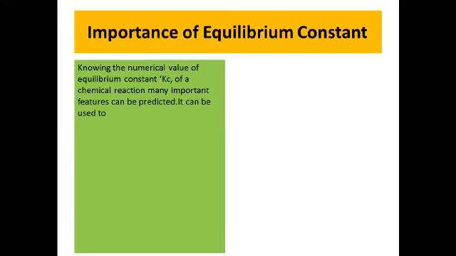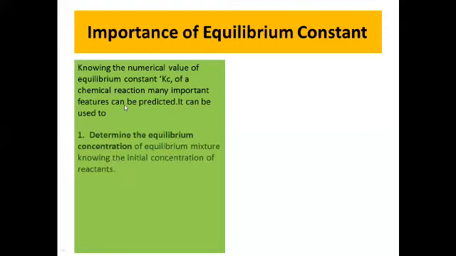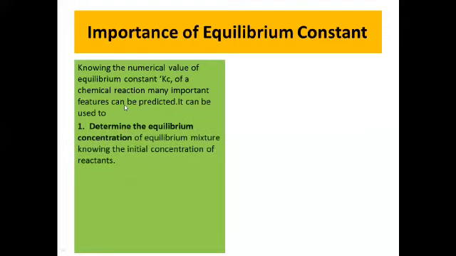of the equilibrium constant Kc. Numerical value means if you put numbers or values in the Kc formula or Kc expression, those values will give us a lot of information about the chemical reaction. Many important features we can predict or find out by using those numerical values. What are those features which we can predict by using the numerical values of Kc?